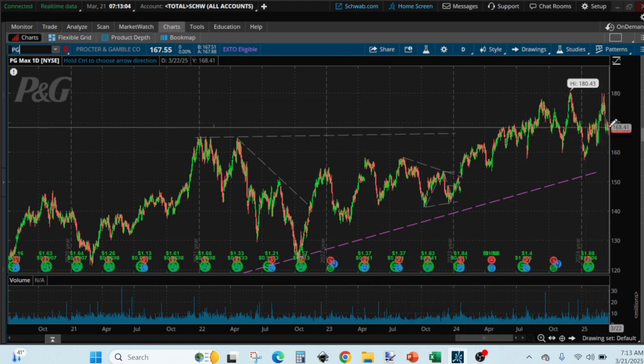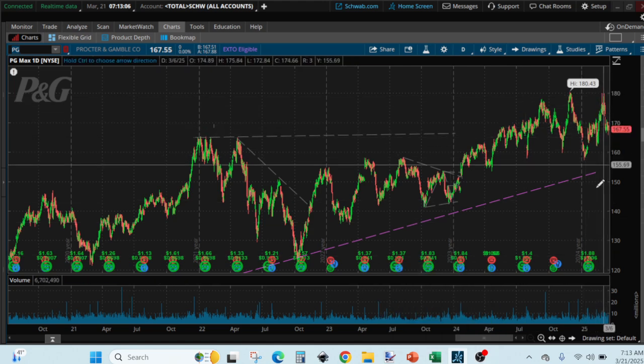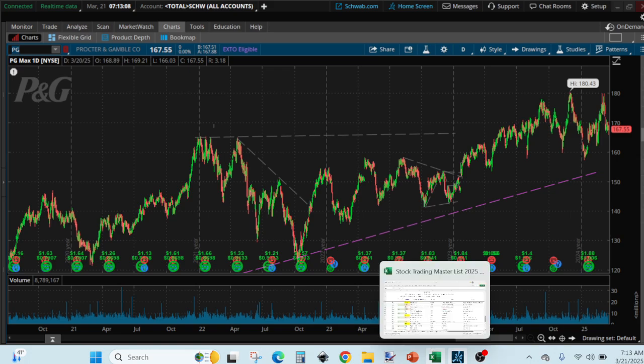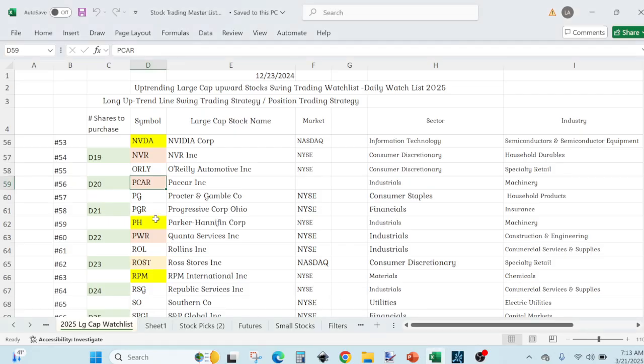So right now, yesterday the price went down, but it's far from where we want to buy. The next one we are going to analyze is PCAR.